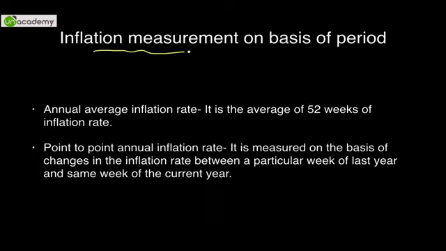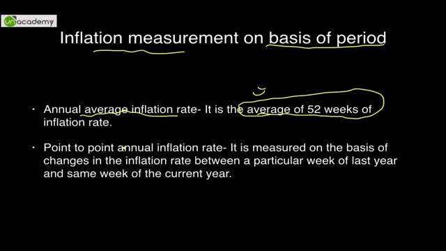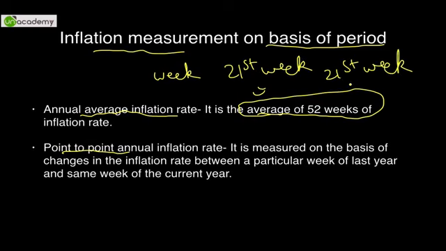Basically, inflation measurement is done on the basis of some period. Either it can be on an annual basis, that is, an average of 52 weeks, since every year has 52 weeks, or it can be point to point. So, for example, let's say this particular week is the 21st week of the year. Last year's 21st week will be taken into account, and then you will compare both of them, and then the inflation can be calculated. This is called the point to point annual inflation rate calculation.